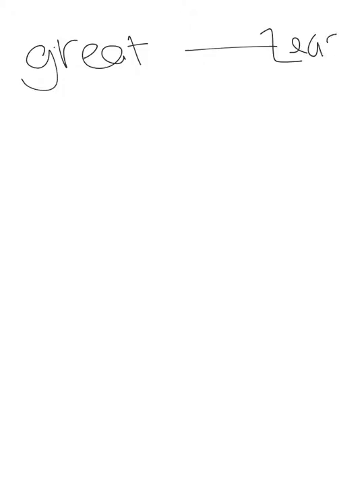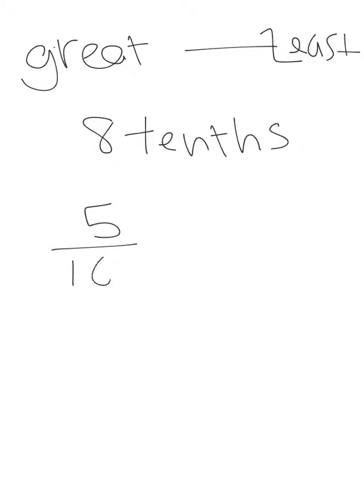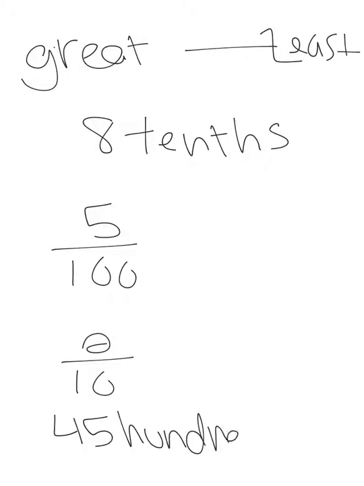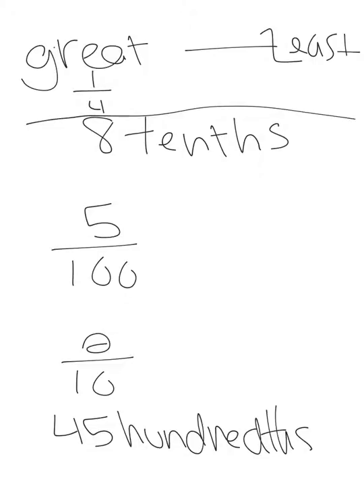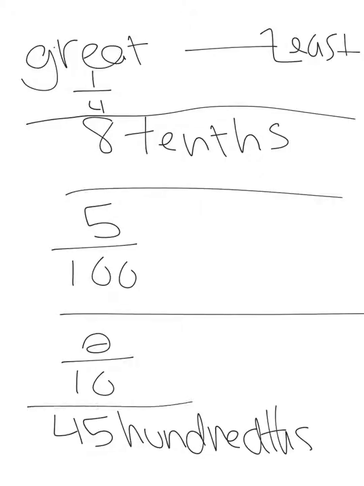to least, okay? So I definitely want you to pause this and try this. So if I gave you these numbers, I'm just going to write them up and down. 8 tenths, 5 hundredths, 2 tenths, and let's do 45 hundredths. This whiteboard does not give you a ton of room. I'm going to add one more up here, and 1/4. So there's 1, 2, 3, 4, 5 numbers that you need to write in order from greatest to least.